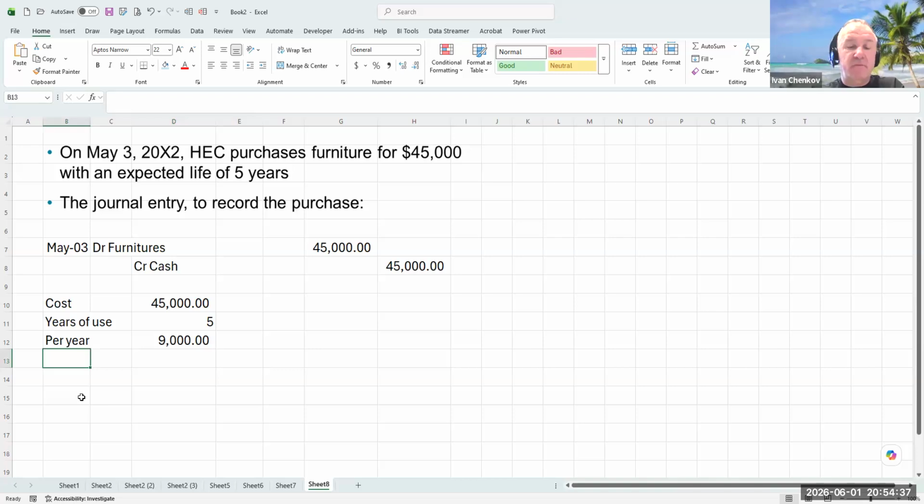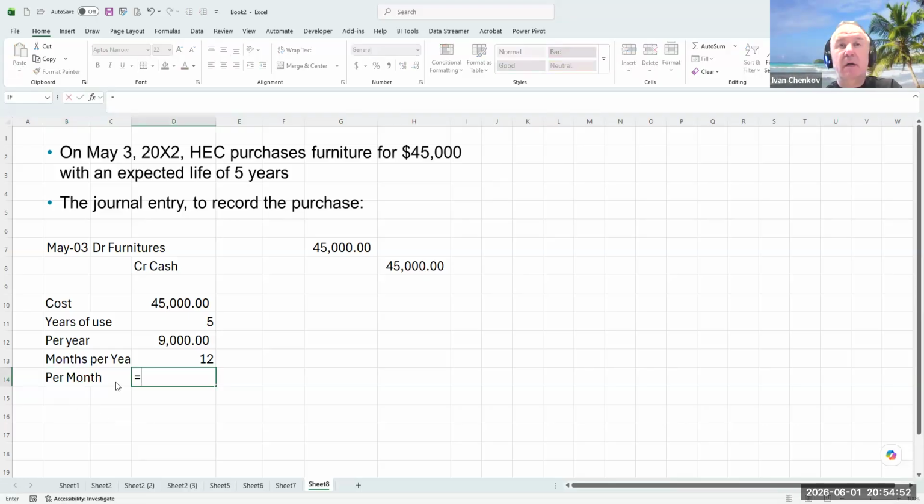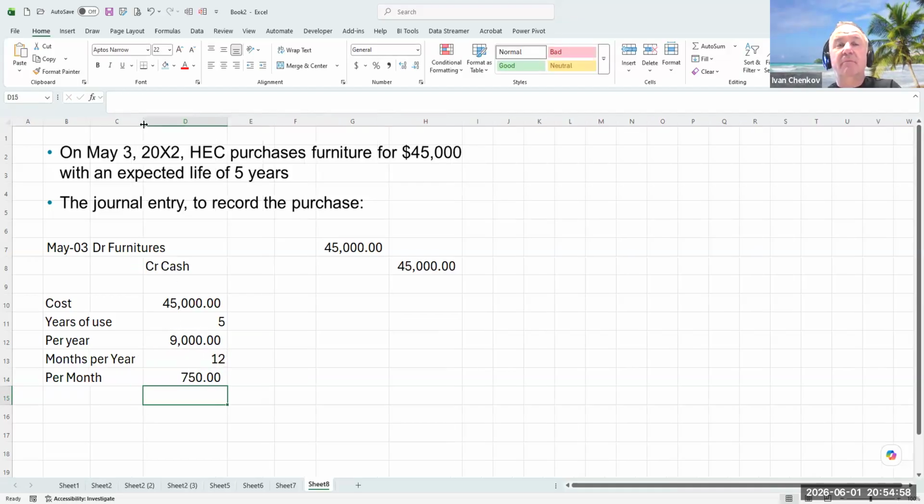How many months I have per year? We have 12 months. So if I have to go with the months, per month will be 9,000 divided by 12, 750. So every month when I use the asset, I have to transfer and show amortization expense for $750.